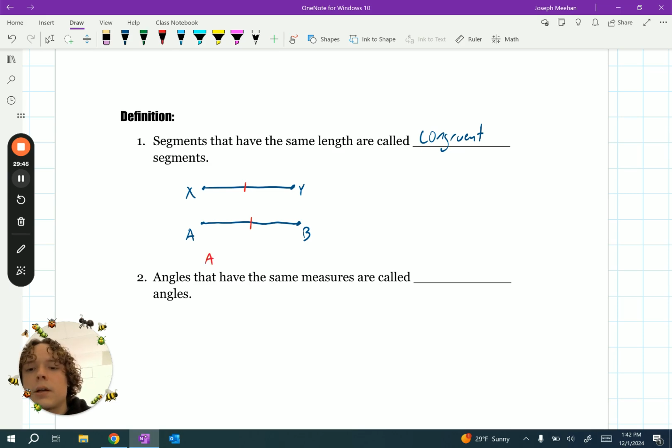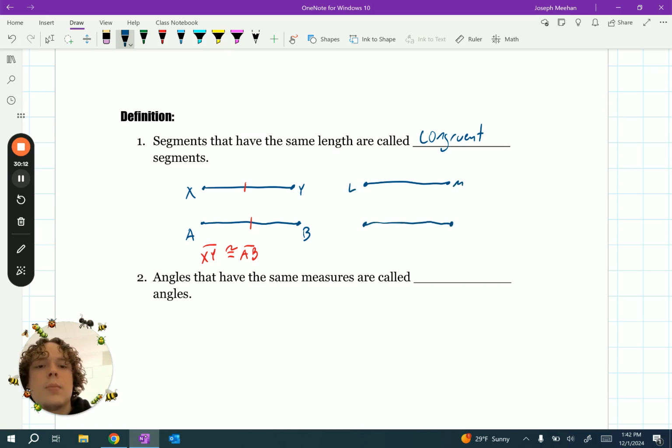So we can say XY is congruent to AB. So that says segment XY is congruent to segment AB. The congruent symbol is the thing in the middle. That's this thing right here. It's an equal sign with a little squiggly on top. That means congruent. Say we had more than 2 pairs of line segments that were congruent.